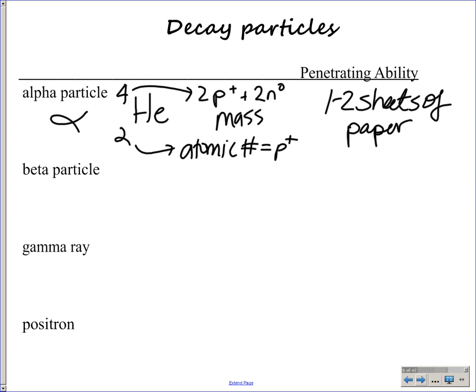All right, so moving down to a little bit more hazardous particles called beta particles. They are pretty much exactly the same thing as an electron. They have no mass because electrons have negligible mass. So their symbol here is just an electron with the mass indicated and the charge indicated as well.